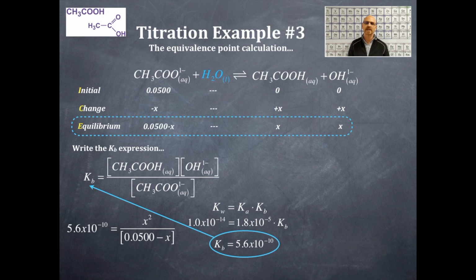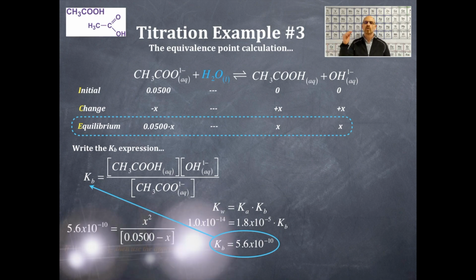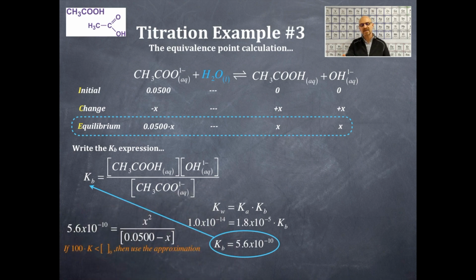So I have 5.6 times 10 to the -10 is equal to x squared divided by 0.0500 minus x. Now, I'm going to always ask this same question. I keep on repeating myself on this one, but hopefully this works here. 100 times a K, is that less than the initial concentration? If so, I do not have to use the quadratic.